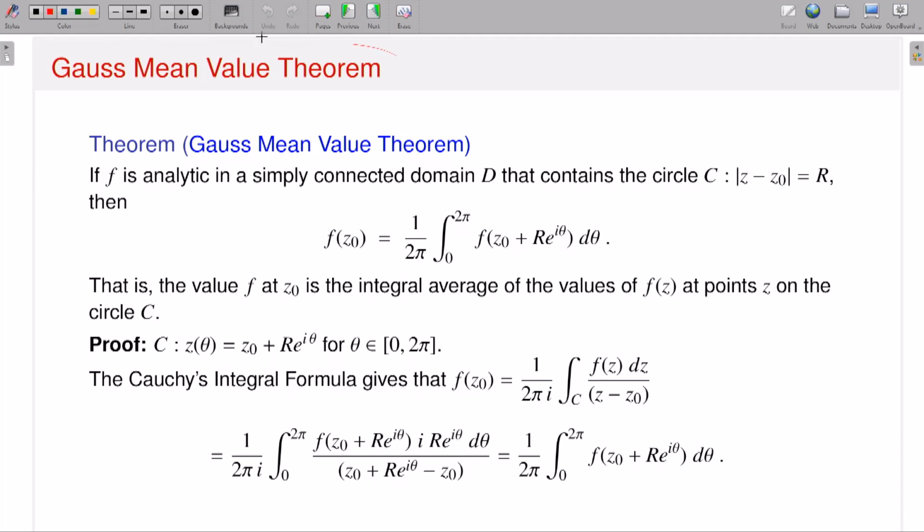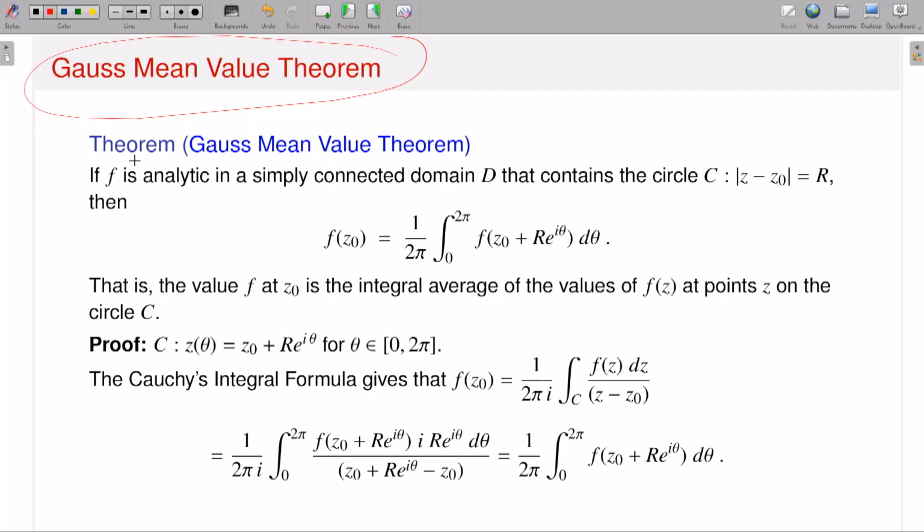So that's it. Let me give you the Gauss mean value theorem. What is the Gauss mean value theorem? Like the mean value theorem you know in real analysis: if I have a function that is continuous and differentiable in the open interval, then f(b) minus f(a) divided by b minus a equals f prime of xi. This kind of thing you are familiar with.